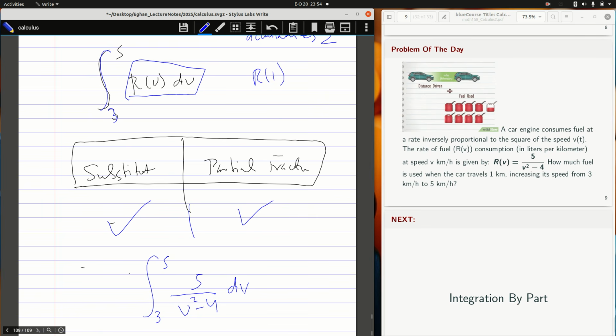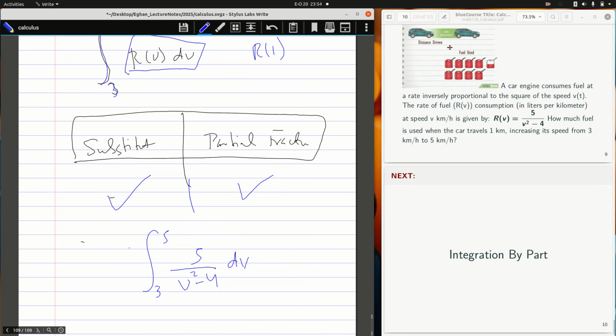In the next series, we are going to take integration by parts. I'm happy to say this is the last section on calculus. Stay tuned.